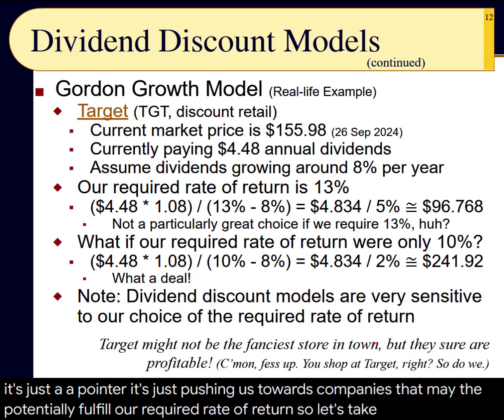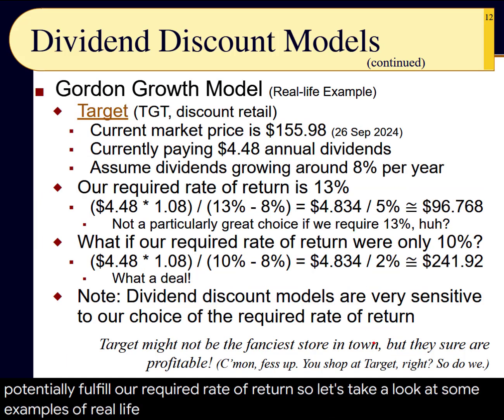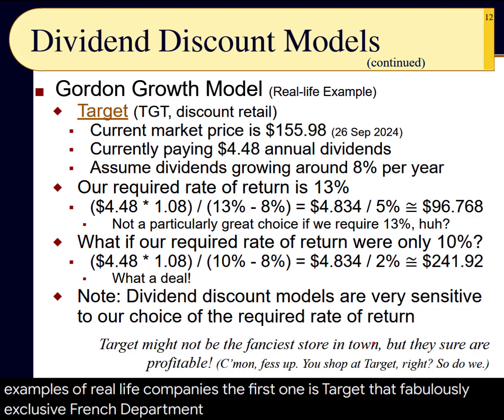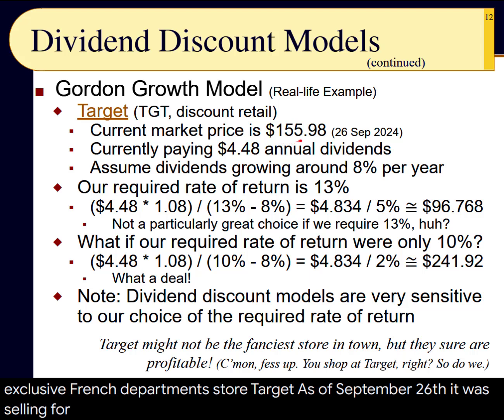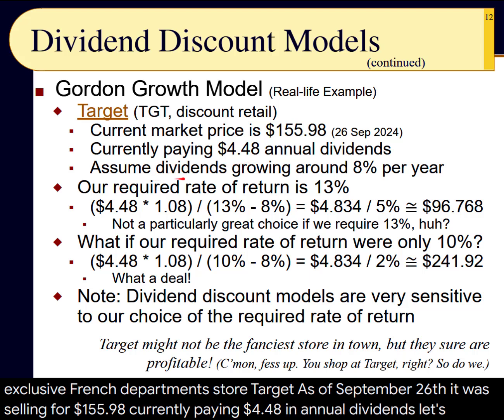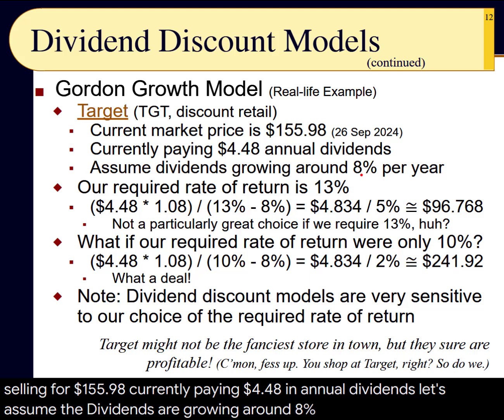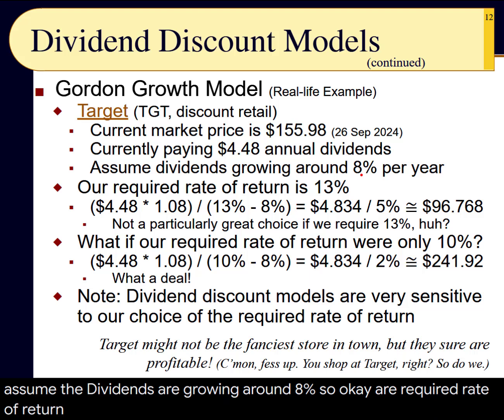So let's take a look at some examples of real life companies. The first one is Target, that fabulously exclusive French department store Target. Yeah, I know. Target. Okay, as of September 26th, it was selling for $155.98. Currently paying $4.48 in annual dividends. Let's assume the dividends are growing around 8%. So, okay, our required rate of return, let's say 13%.